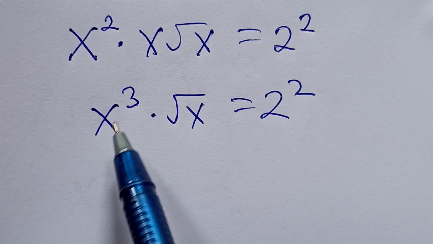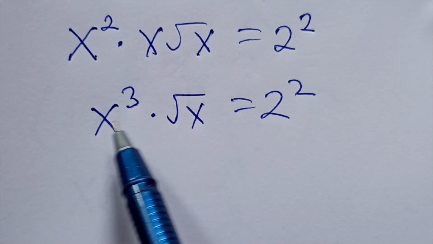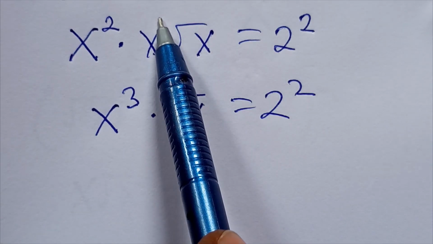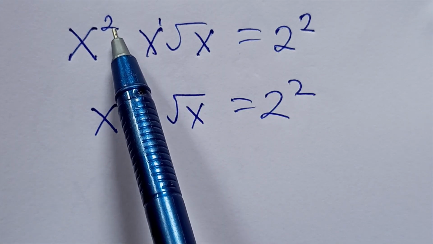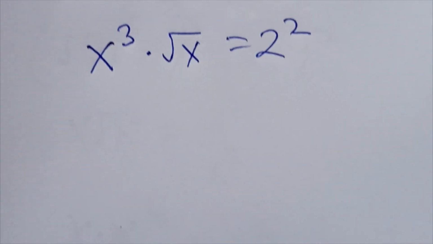How do you come about x to the power of 3? You know this is to the power of 1, and they have the same base, so we just pick one of the base and add the power. Since it's to the power of 1, we just add 2 plus 1 and pick one of the base. So that's how we came about this.